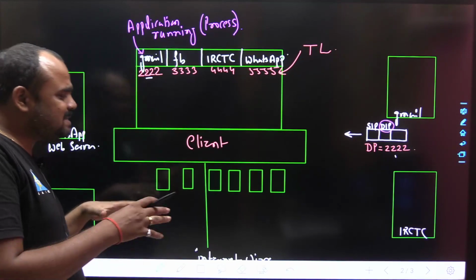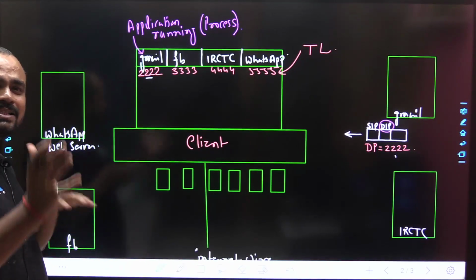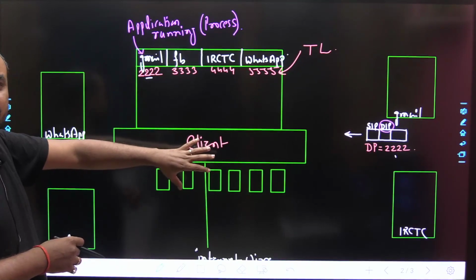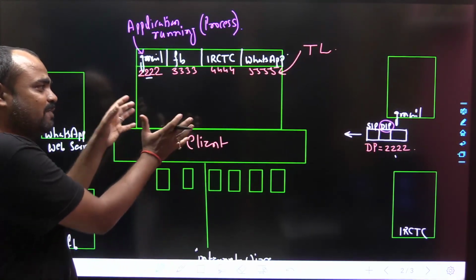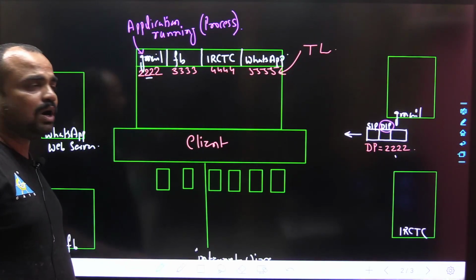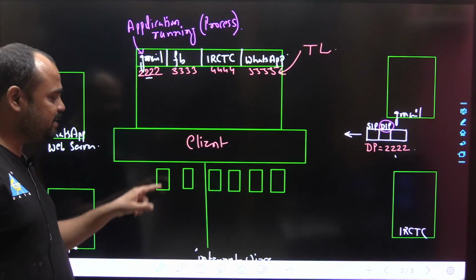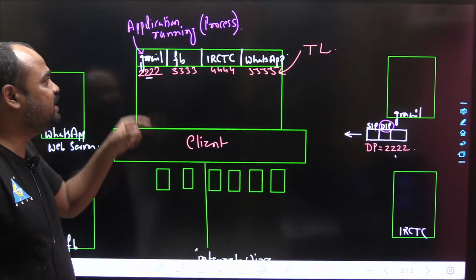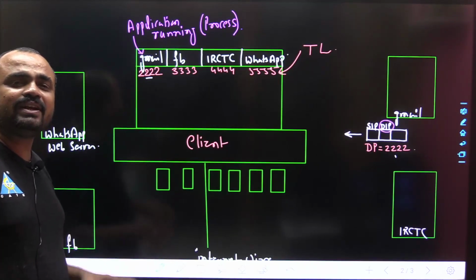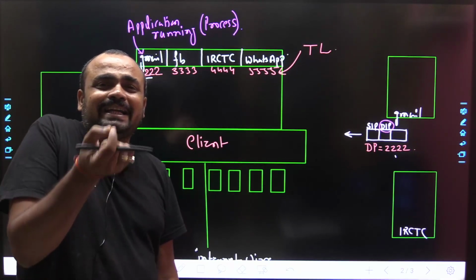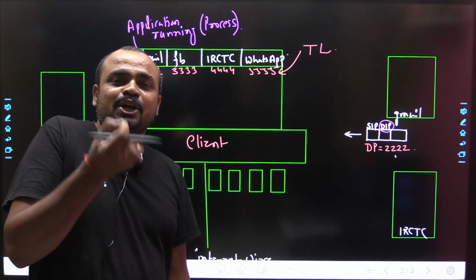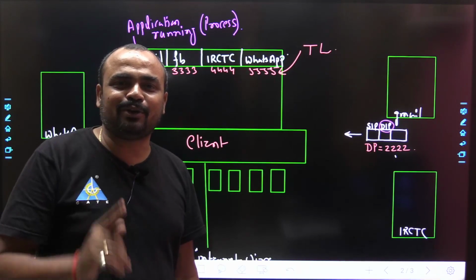Suppose at the same time multiple reply packets are reaching this host. With the help of the IP address, the packet has reached its final destination. Now, how will the client identify which packet has to be forwarded to which application? Here we are going to use the port address to identify the application process uniquely. Are you getting my point or not?